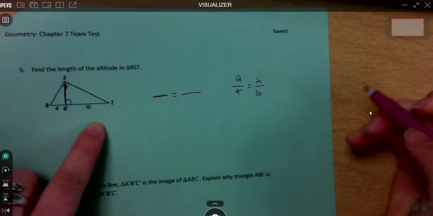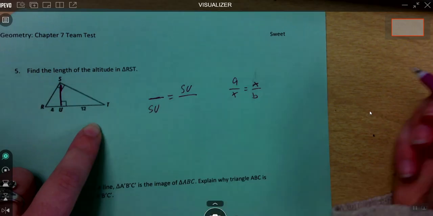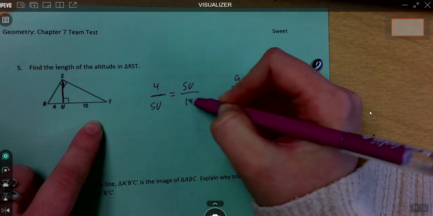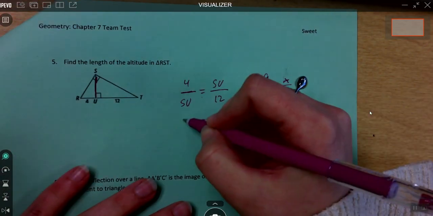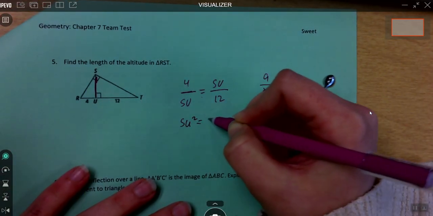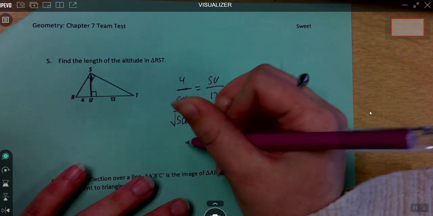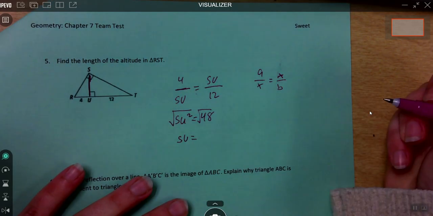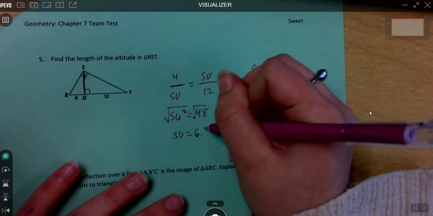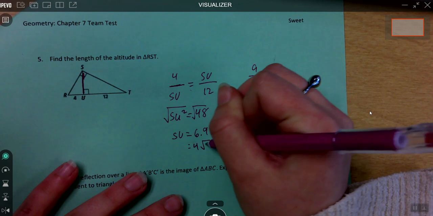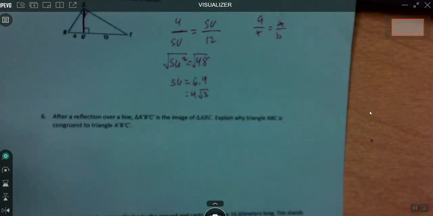What is our X in this situation? SU, because that is the geometric mean of the other two. So we can do 4 and 12. If you switch these two, it doesn't matter. So I cross multiply it. Got SU squared equals 48. Then you square root both sides. What was SU? 6.9 or 4 rad 3. Either way. I don't care if it's either way.